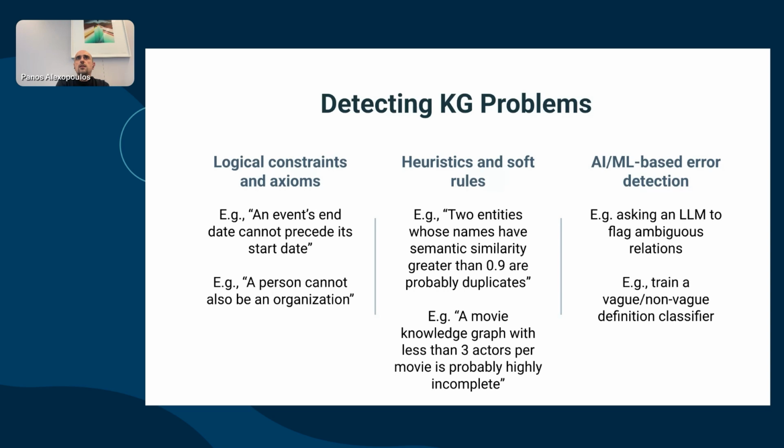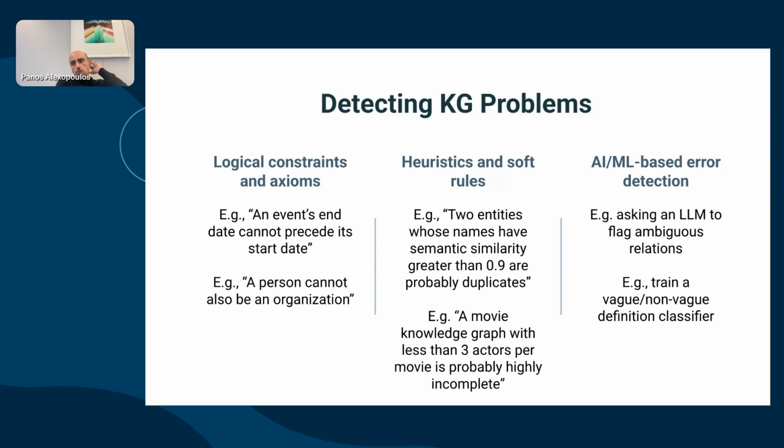That's probably a problem, because we know, right, it's common knowledge that in the majority of the cases, a movie has more than 3 actors. Of course, there are movies with 1 or 2 actors, but it's not the majority of that, right? So a heuristic like that could indicate completeness problems, for example.